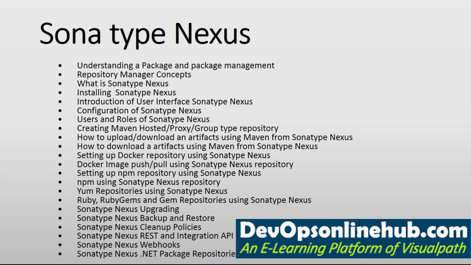Then we'll be using Docker repository to set up Sonatype Nexus and how we can push or pull the images using Sonatype Nexus repository. Then the concept of npm will be used with the Sonatype Nexus. Then yum repositories, and certain other concepts like how to upgrade Sonatype Nexus, how to take backup and restore, cleanup policies, how to use webhooks, and how to use the .NET package repositories with NuGet. So this is the preview of the table of contents of Sonatype Nexus.